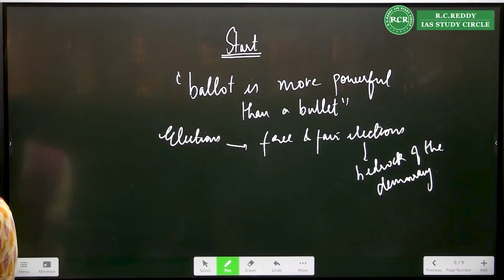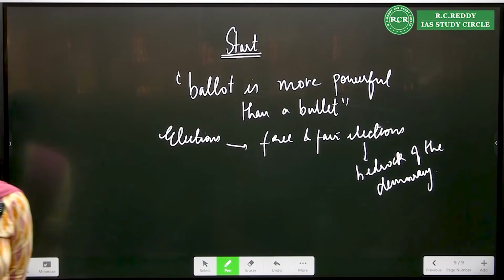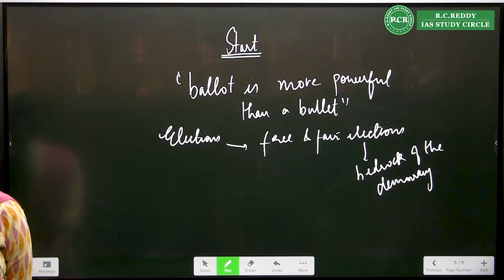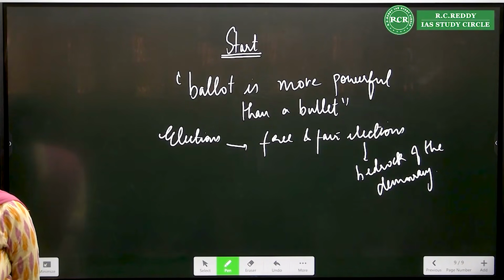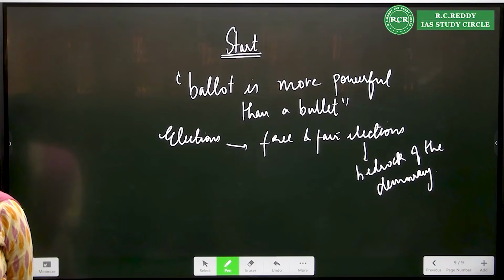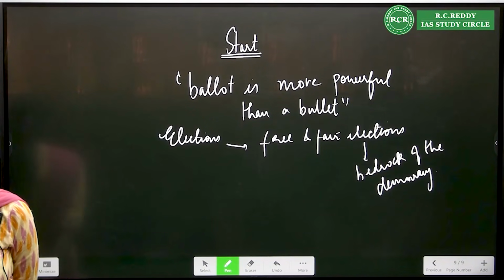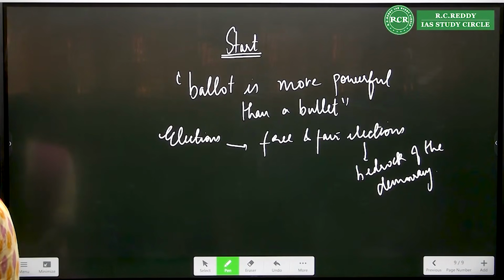Elections are designed to translate the sovereign will of people into representative government.